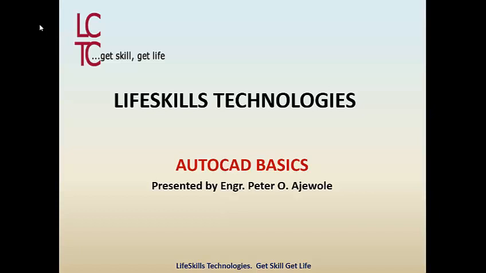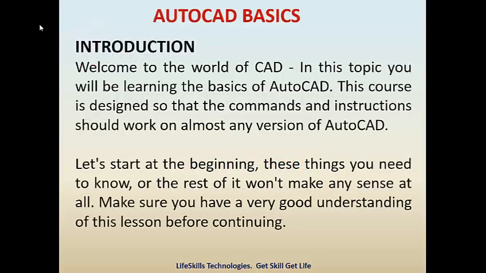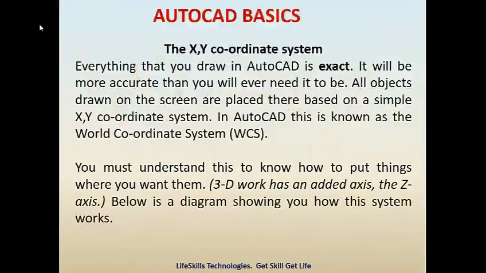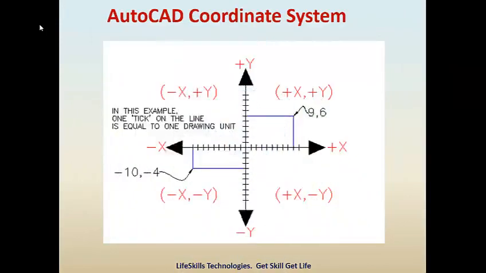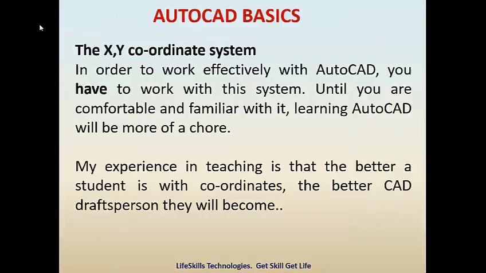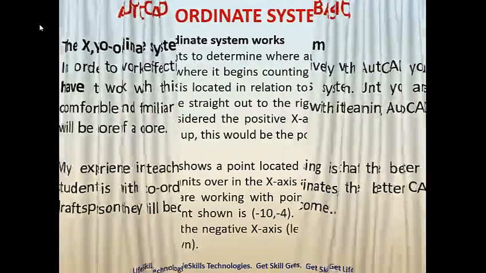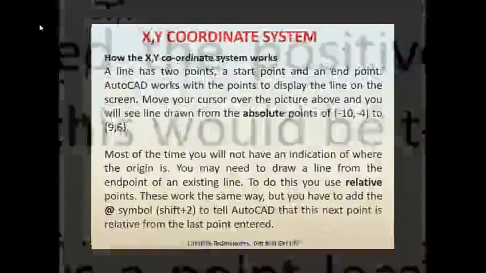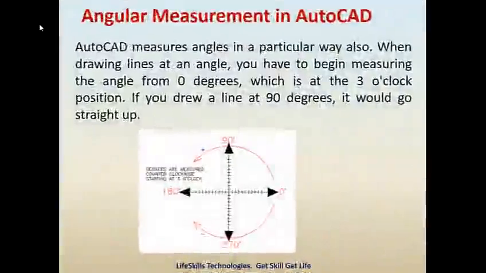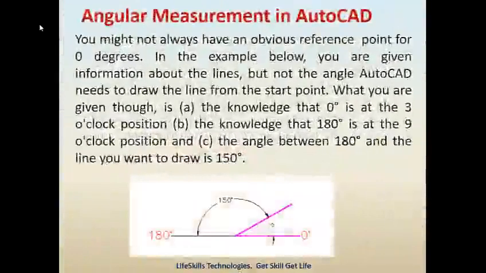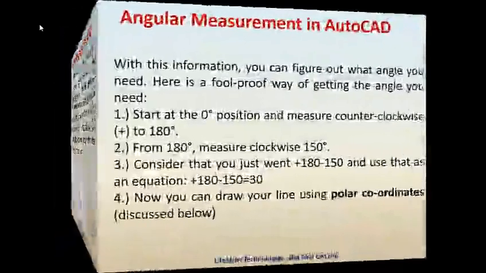In the previous class, I introduced the XY coordinate system, which we also call the world coordinate system. I tried to explain the concept of the coordinate system in AutoCAD, that every point in AutoCAD is located by a coordinate system. Then we looked at the absolute coordinate system and the relative coordinate system. We also looked at how to measure angle, and that led us to the polar coordinate system in AutoCAD.